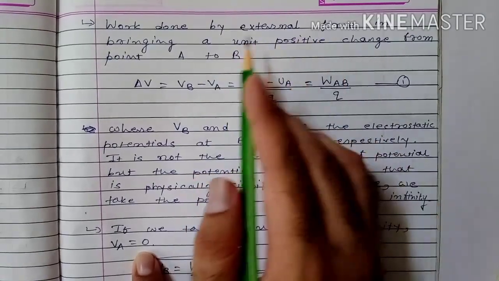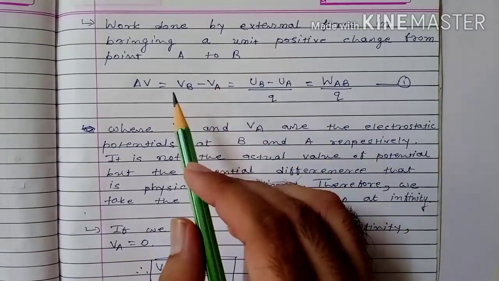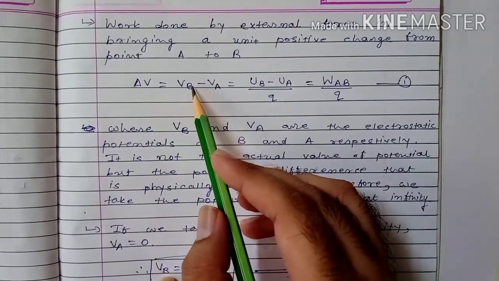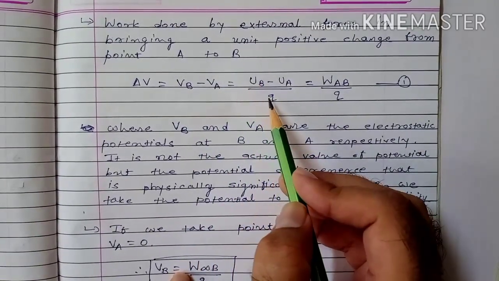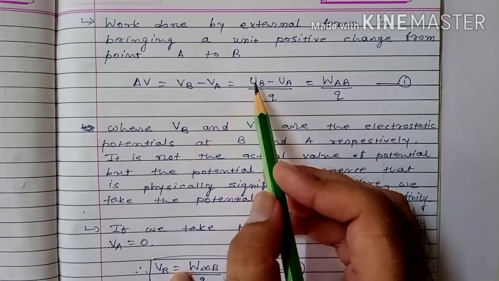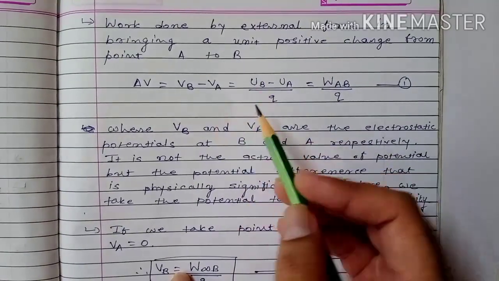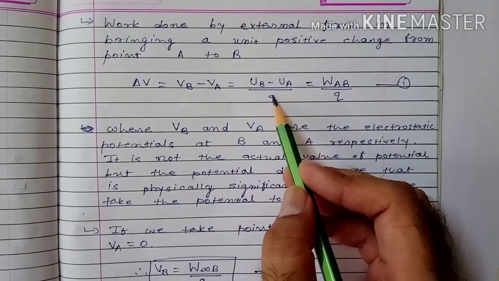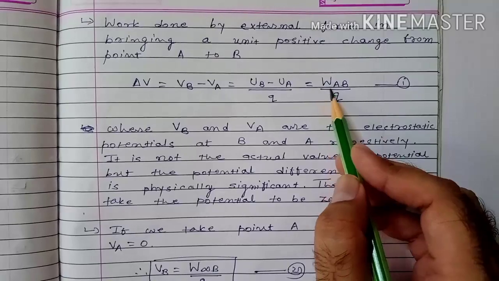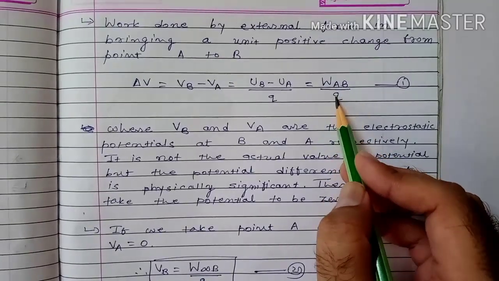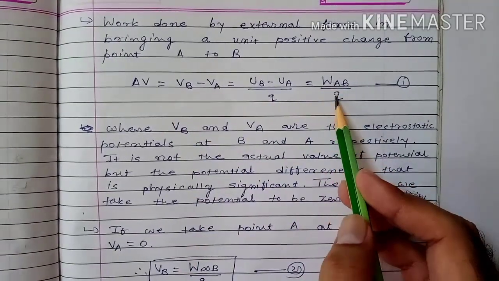So work done by external force in bringing a unit positive charge from point A to B is nothing but change in potential, that is delta V. Final potential minus initial potential, VB minus VA, is equal to change in potential energy per unit charge, (UB minus UA) upon charge. Whenever we define charge, that is called unit positive charge, so (UB minus UA) upon charge will give you work done in moving unit positive test charge from A to B. So delta V is nothing but W by Q.